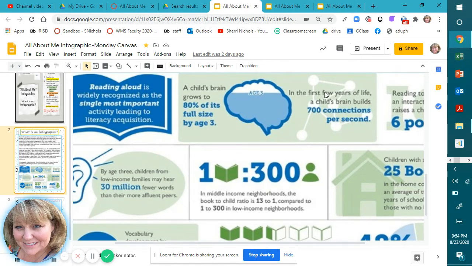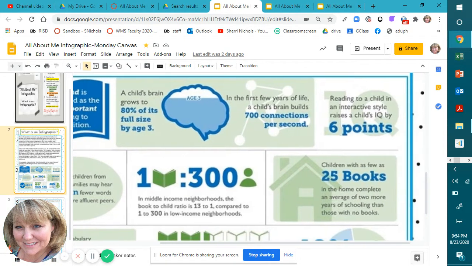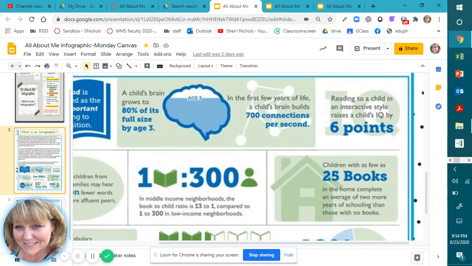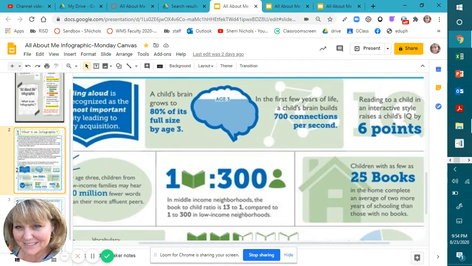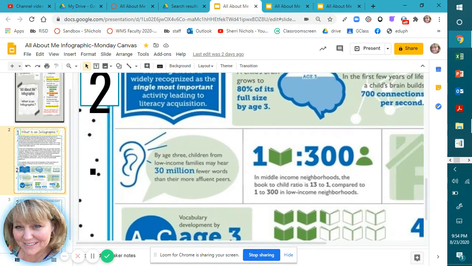In the first few years of life, a child's brain builds 700 connections per second. Reading to a child in an interactive style raises the child's IQ by 6 points. And then we can go on, and I'll let you read the rest of it on your own. By age 3, and so on and so on.